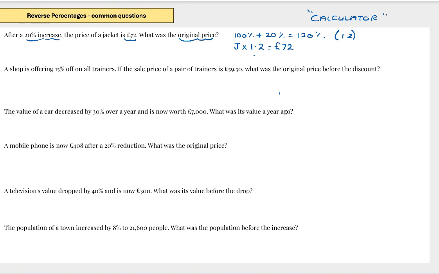Next step is we're going to divide. So it goes like 72 divided by 1.2. And your calculator will spit out 60. So the jacket cost £60 as its original price. Okay, so that's an increase. So we're just going to add on to our 100% always. Okay, we are adding on an increase.